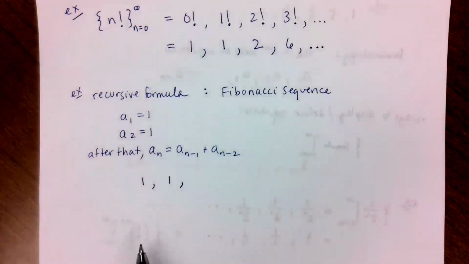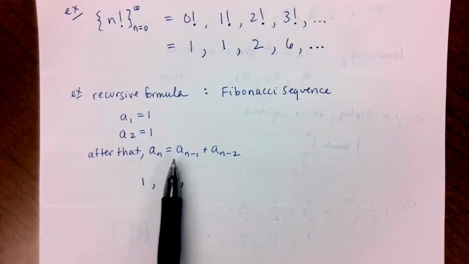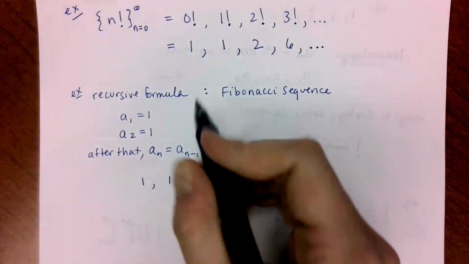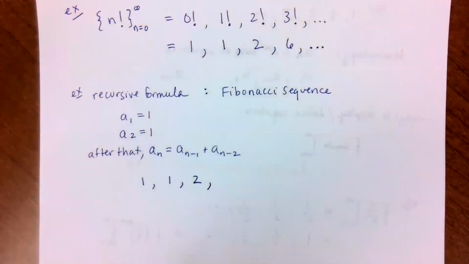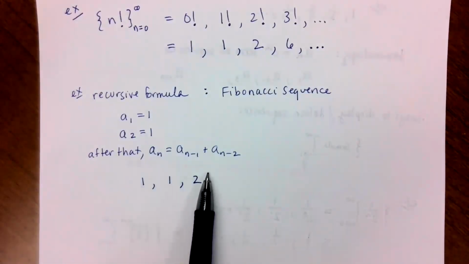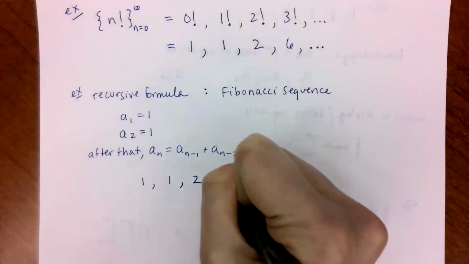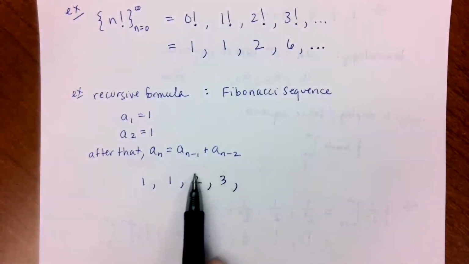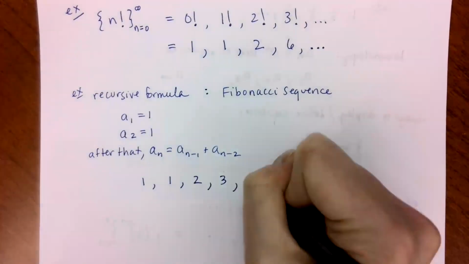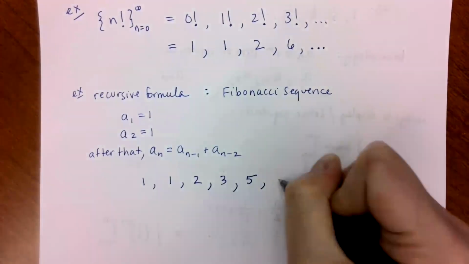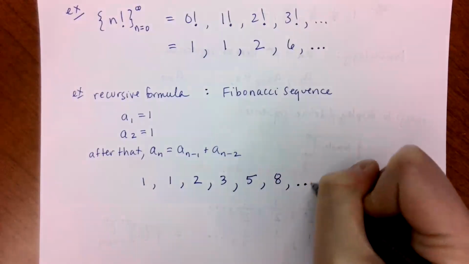And then for a_3, we'll have a_2 plus a_1. So that's just the sum of these two. 1 plus 1 is 2. Okay, so now for the next one, we're again going to add the previous 2. So 1 plus 2 is 3. And now we add the previous 2. 2 plus 3 is 5. Add the previous 2. 3 plus 5 is 8. And we'll say dot, dot, dot from there.